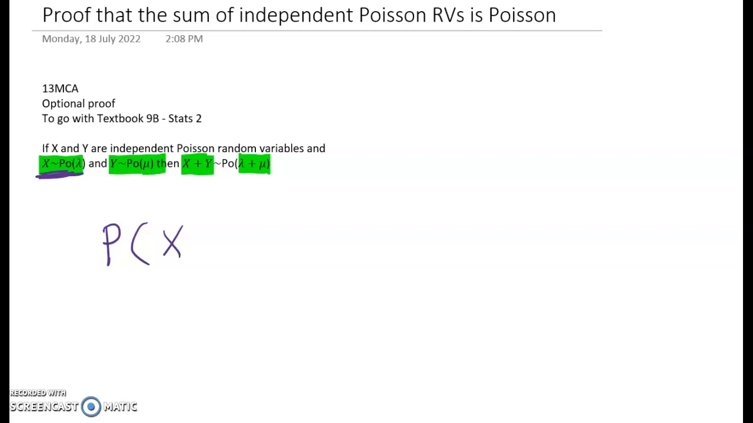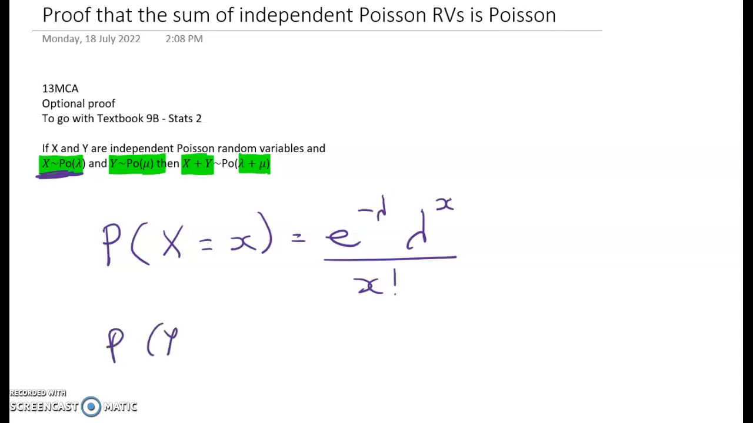So let's just go over what it means if we've got a Poisson distribution, and we'll work with X first. So the probability that X is equal to a particular value is e to the negative lambda times lambda to the power of x over x factorial. And the probability that Y is equal to some particular value will be e to the negative mu times mu to the y over y factorial.